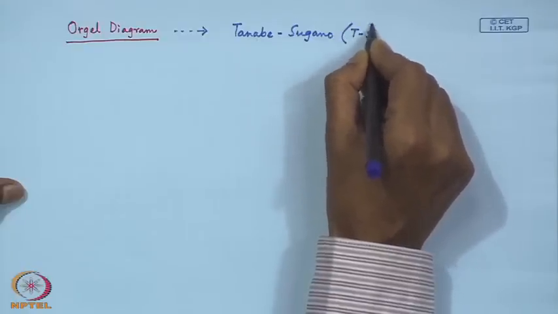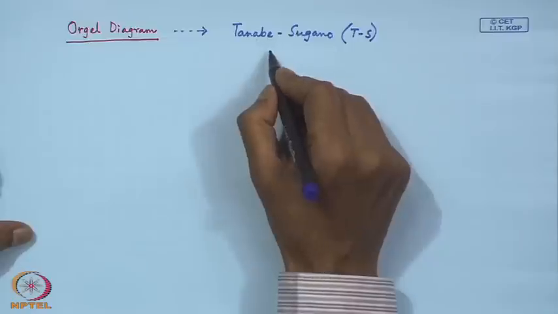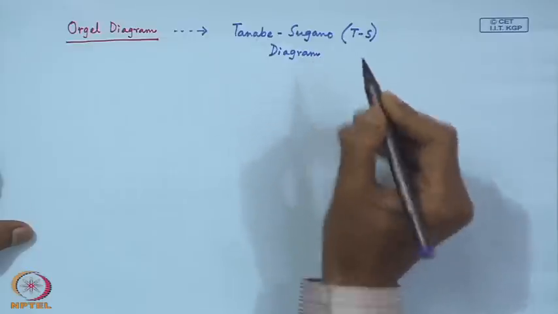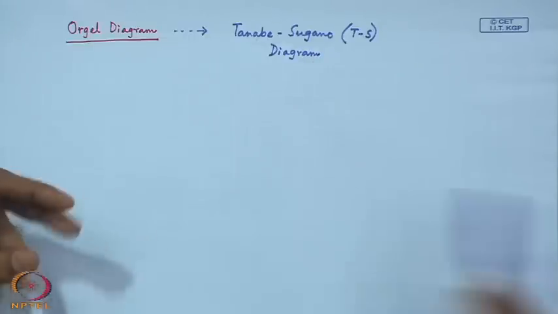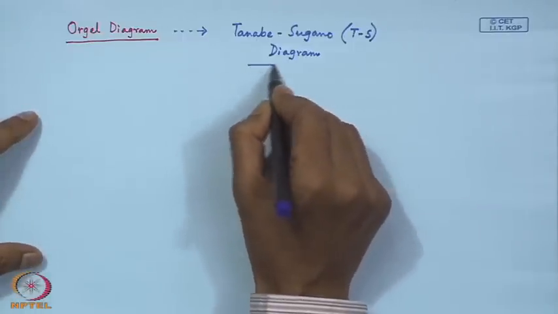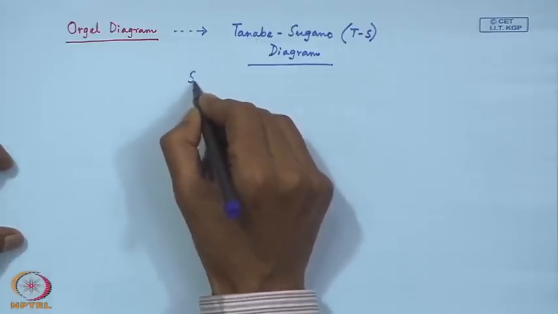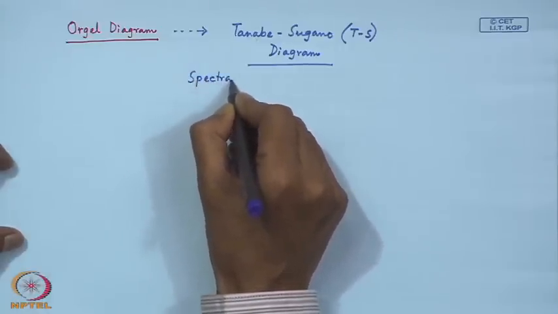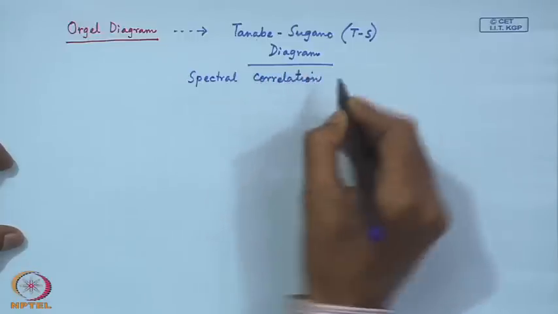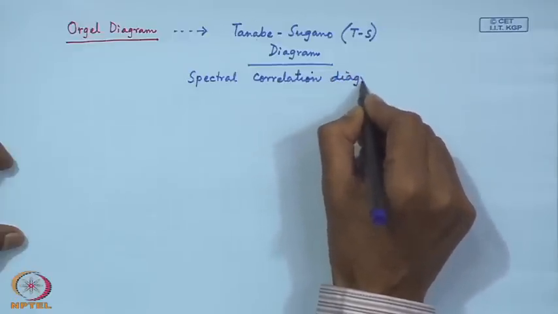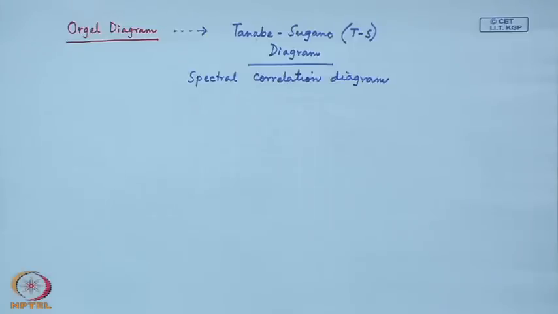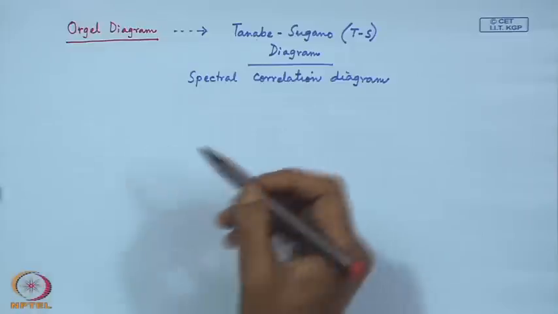Or TS diagram. So, Tanabe-Sugano diagram. This diagram basically will tell us that this is also a spectral correlation diagram. And this particular one is very much useful in the interpretation of the electronic spectra.